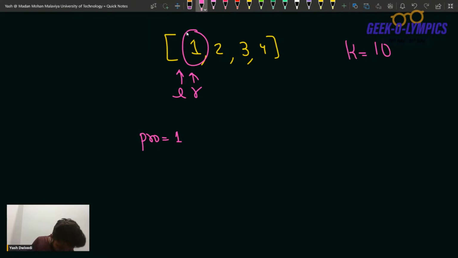I thought brute force was order of 2n. No, this way it can be done, right?